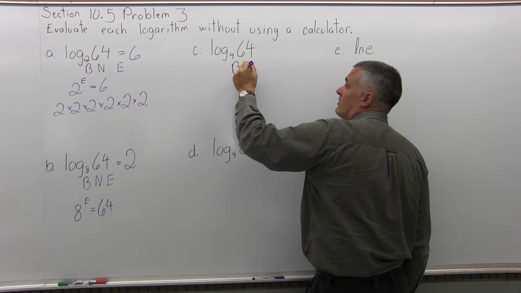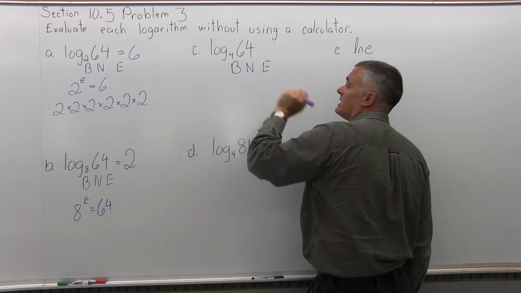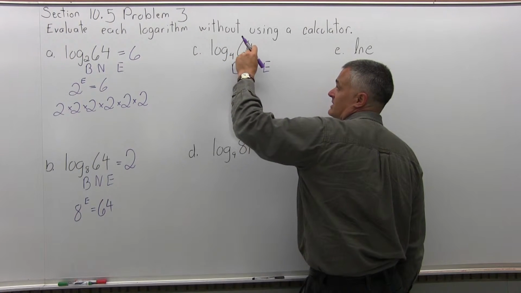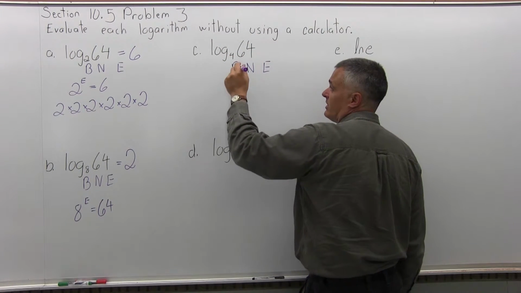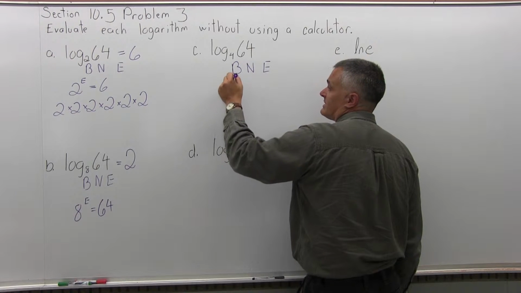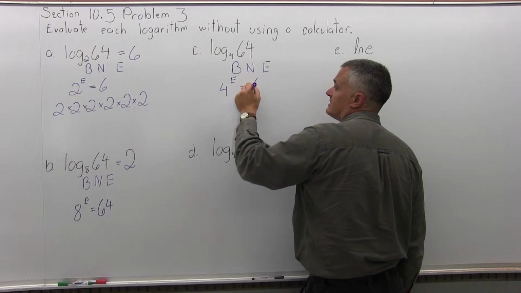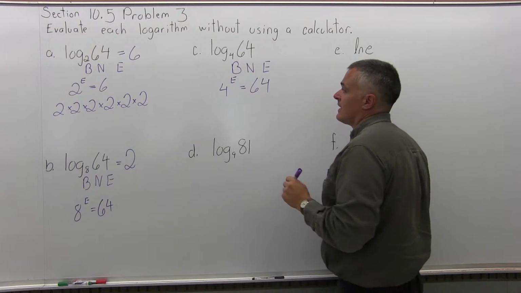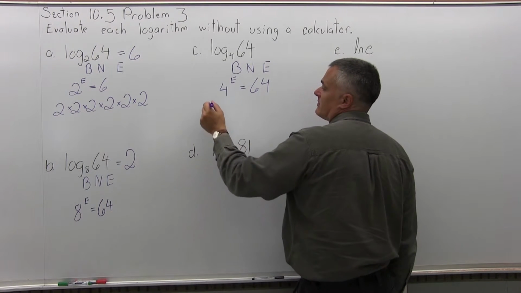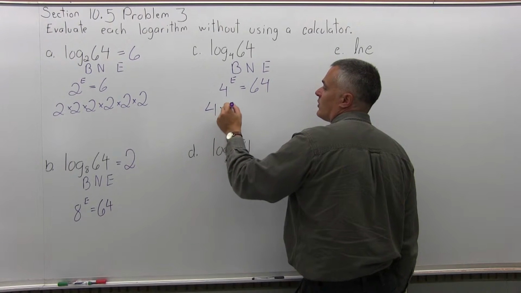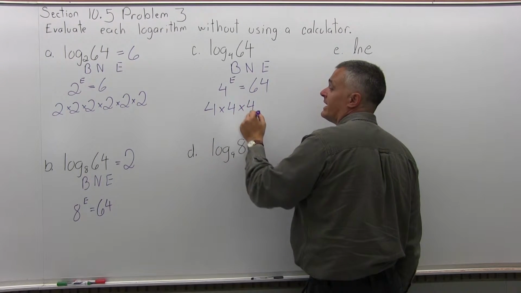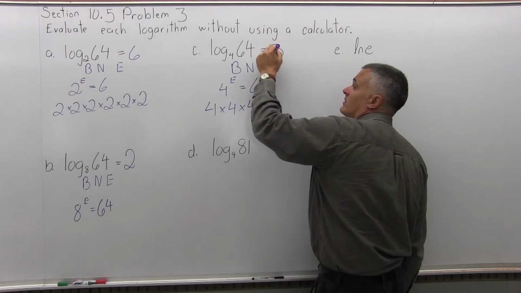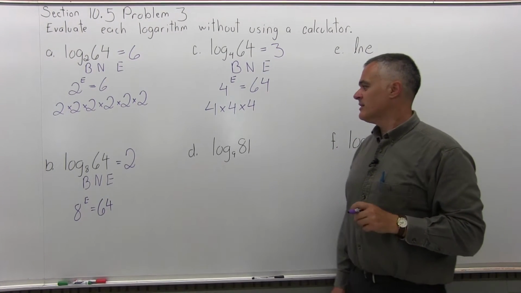So again, in its log form, this is b n e for base, number, exponent. The b for base is 4, the n for number is 64, and the e for exponent is unknown. So the base of 4 raised to some unknown exponent is 64. Well, that should be 3, right? Because 4 times 4 is 16, times 4 again is 64. So log base 4 of 64 equals 3, and we can do that without a calculator.